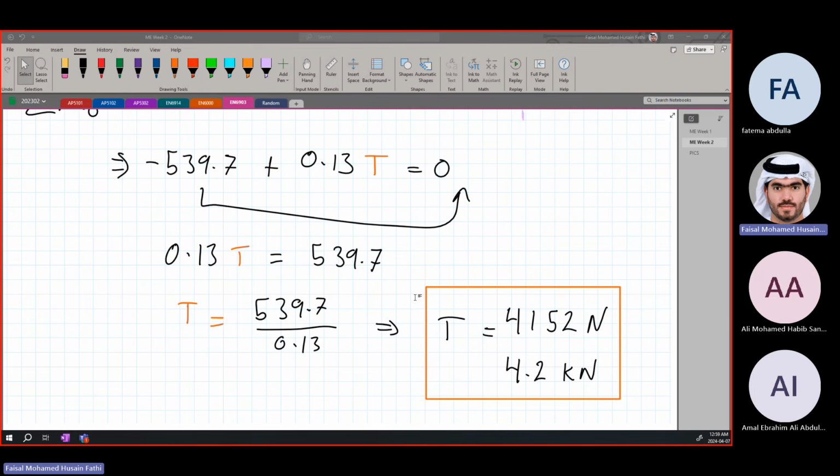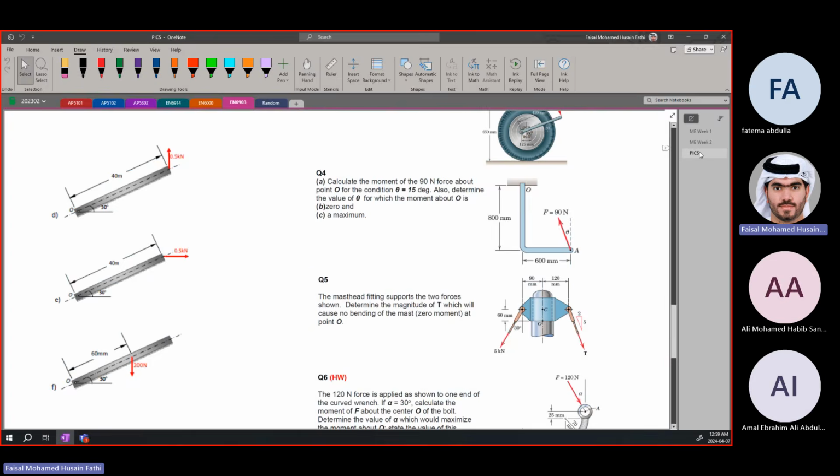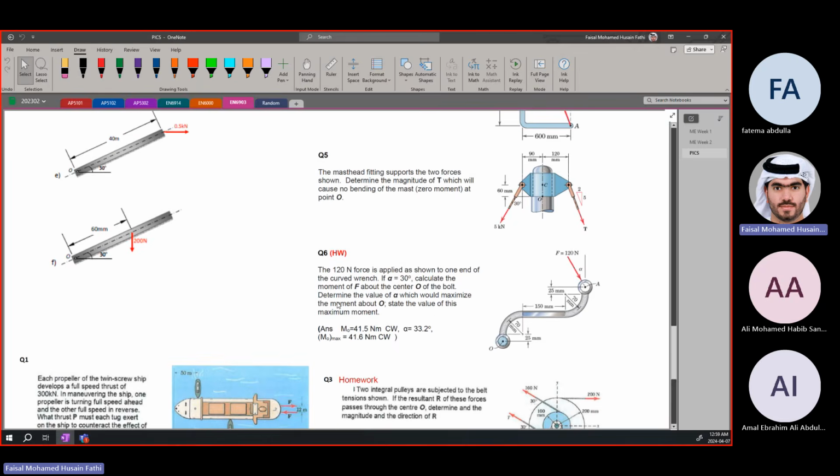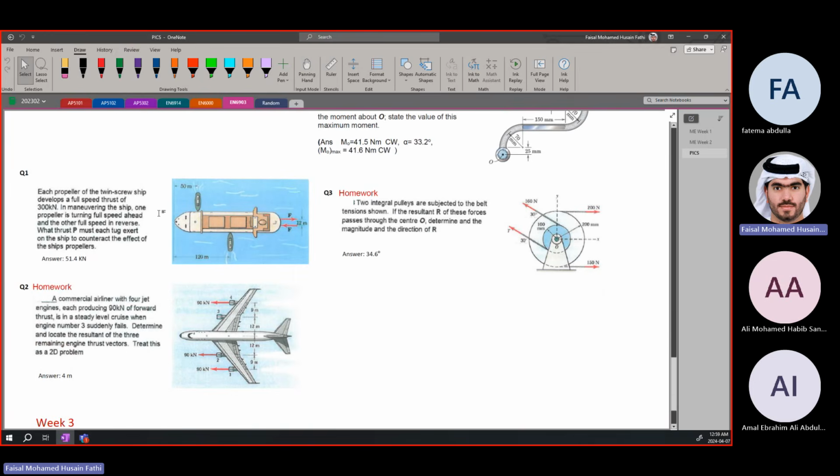I just noticed that time is almost up, so I was hoping I would be able to finish all these questions, but there are too many. But again, the remaining questions might look complicated, but they're exactly the same idea. You might have extra forces given in multiple directions. It just takes longer to solve, but it is the exact same concepts.